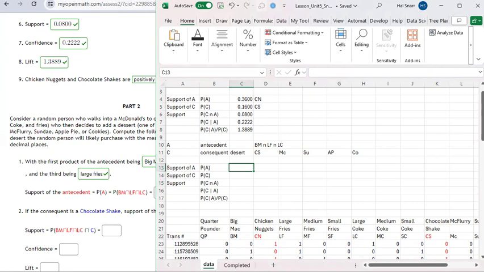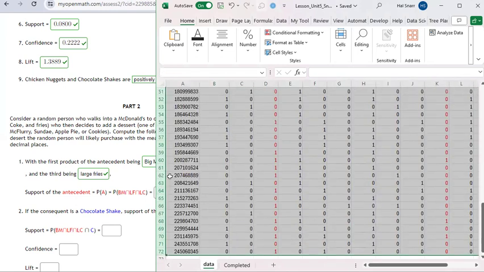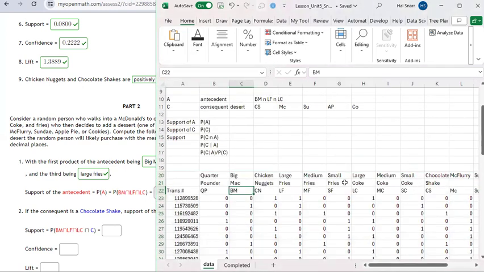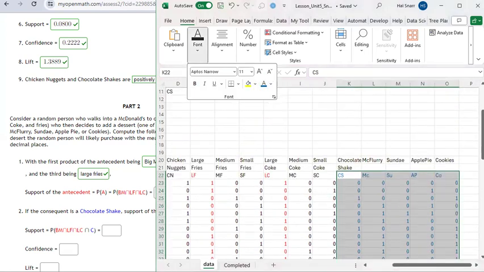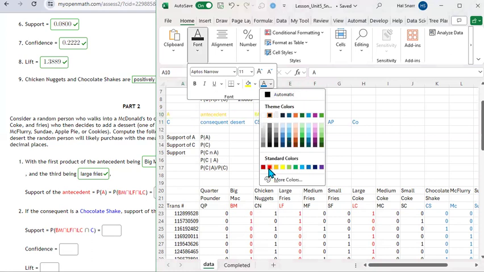The support for the antecedent is what? Well, let us change the coloring down here. We're going to reset it to black. And then we're going to highlight the Big Mac column, the large fries column, and the large Coke column. So the red is our antecedent. The blue is going to be our consequent. And we're not going to buy a bunch of them. We're just going to buy one of them, right? One of these is the consequent. And then our antecedent is the red.